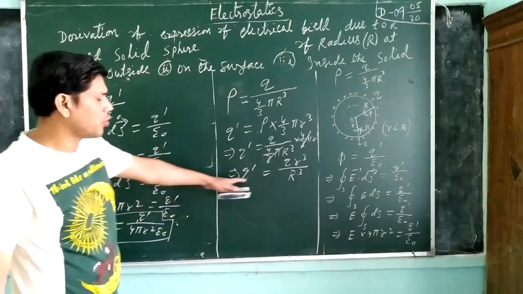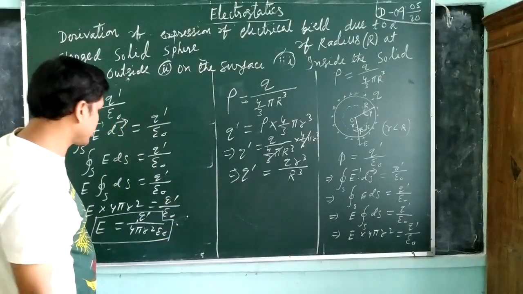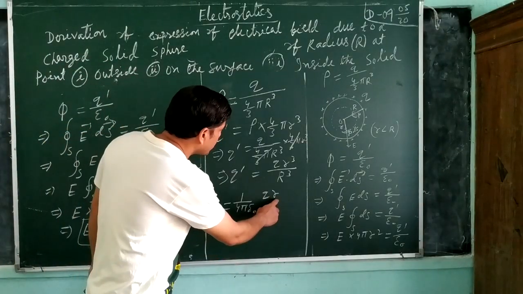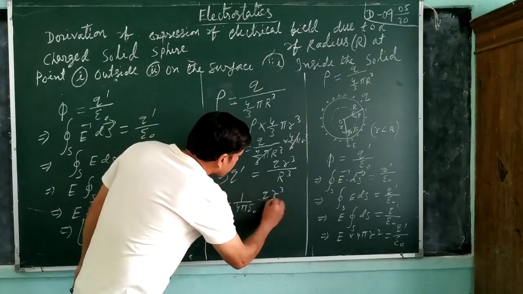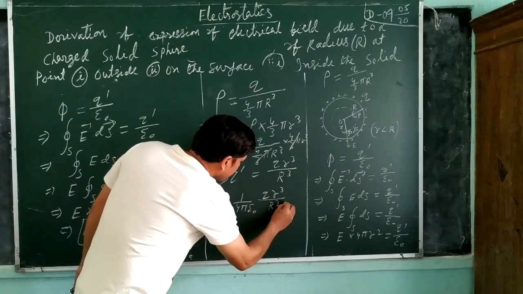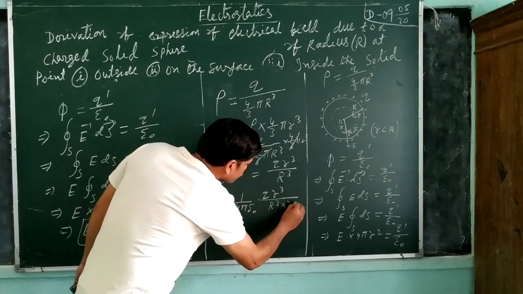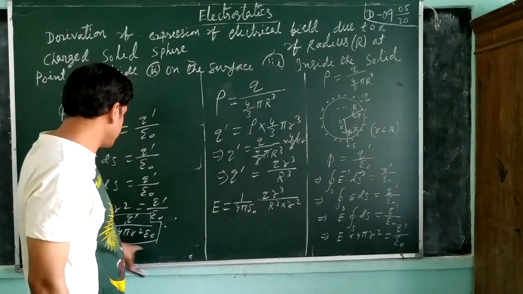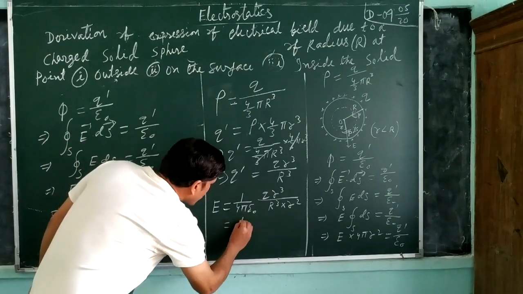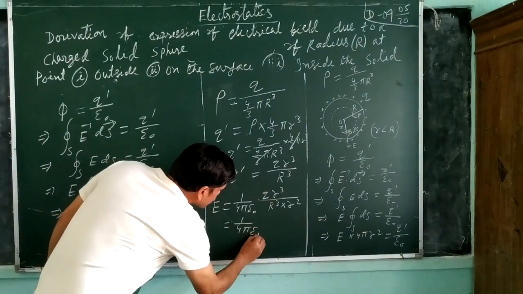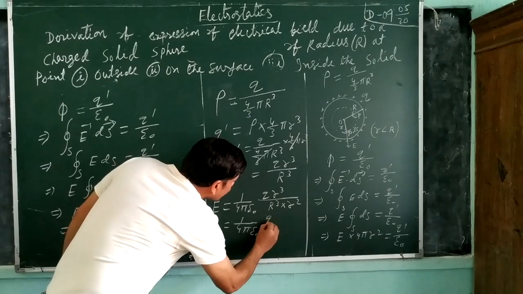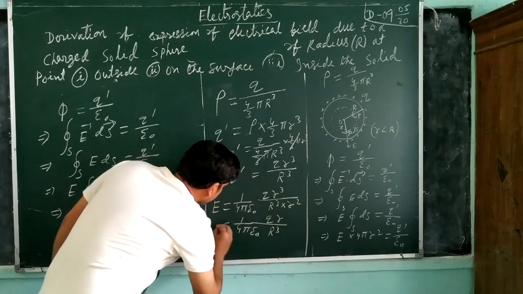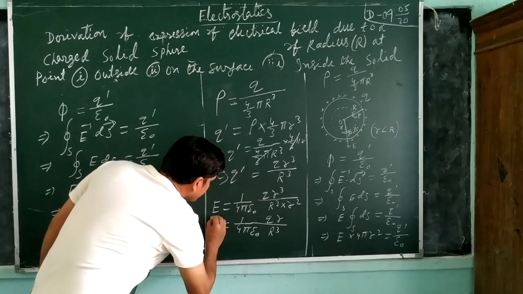Now putting this value of Q dash in this expression, we can find easily E equals 1 by 4 pi epsilon naught Q small r cube by capital R cube into small r square. So E equals 1 by 4 pi epsilon naught Q into small r by capital R cube. This is the expression of the electric field.